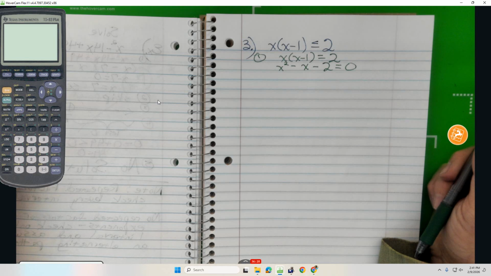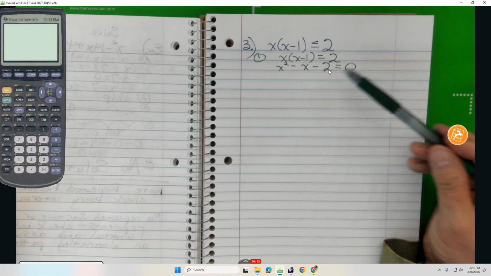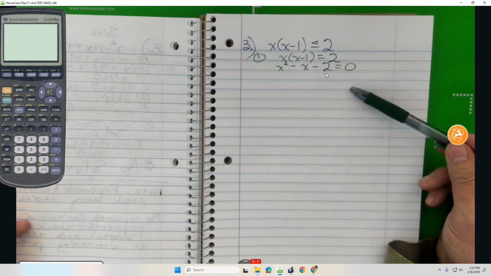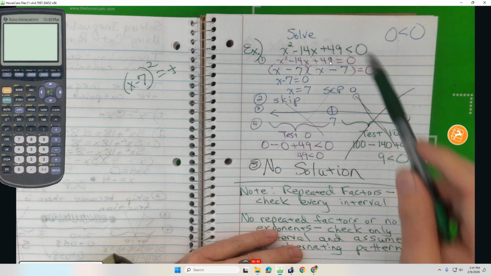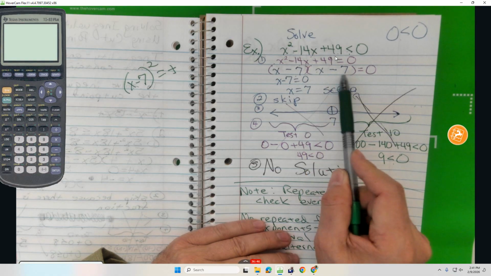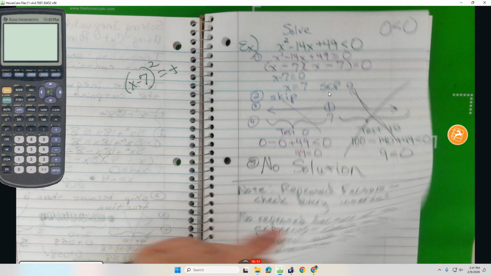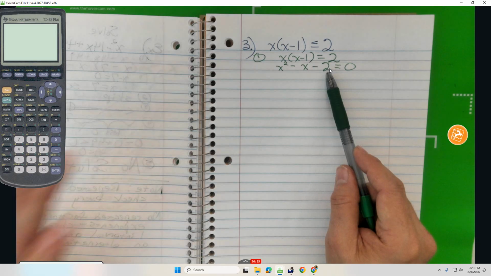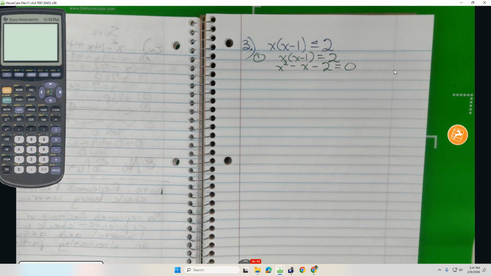I can already tell that this is not going to have repeated factors. We have to factor this, but we're not going to have the same thing inside the parentheses. Here's one thing you may want to remember. When you're factoring, if you're going to have the same number in both parentheses, that means that last constant term has to be a perfect square. 2 isn't a perfect square, so we're going to have different numbers in the parentheses. We'll be able to assume an alternating pattern.